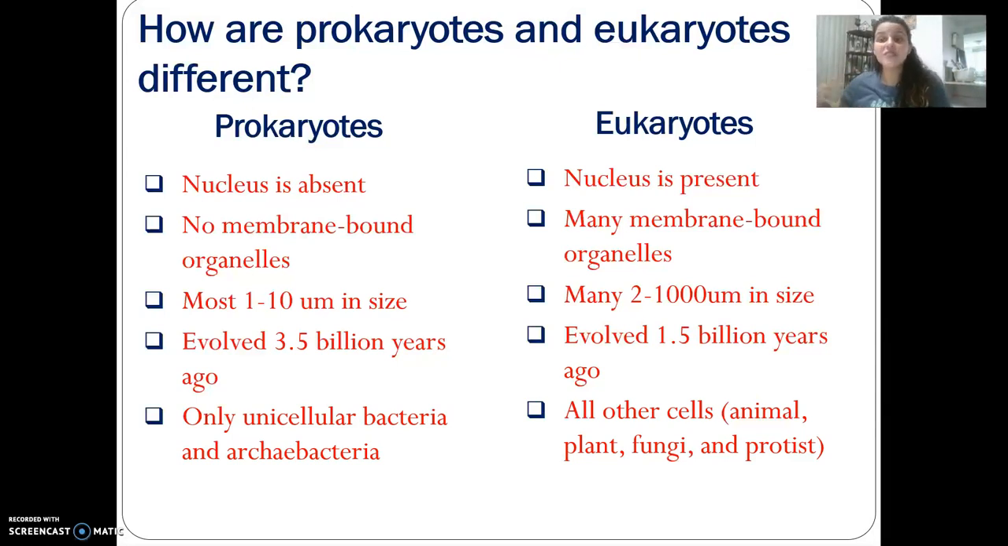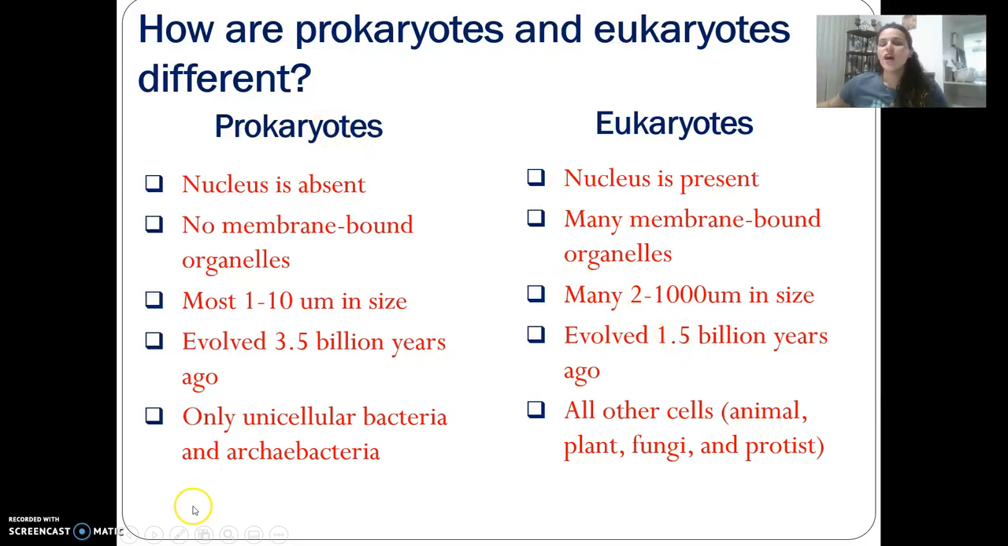Now, because we have all of these organelles inside of eukaryotes, we're going to be bigger in size because we are holding a lot more things. So eukaryotes are going to have a way bigger size as compared to most prokaryotes. Now prokaryotes have been on Earth for a long time. They evolved about 3.5 billion years ago. So as of right now, prokaryotes are probably the oldest types of cells as compared to eukaryotes that evolved about 1.5 billion years ago.